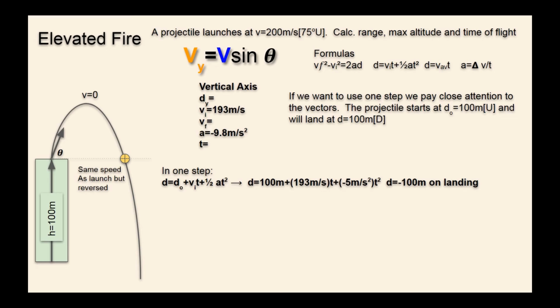D equals 100 meters plus speed times time plus 1/2 AT squared. The trick is now the distance position on landing is going to be negative 100 meters. So if you put it all together, and there's no teacher that would ask you to maintain units now, you put it all together, very carefully paying attention to the integer numbers, gather everything all on one side, and reduce.